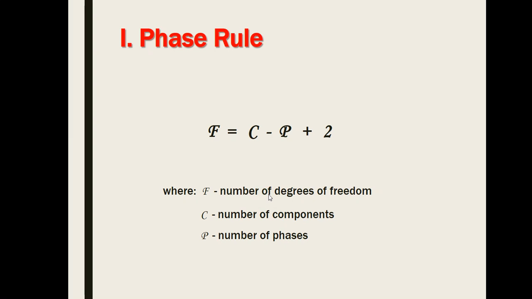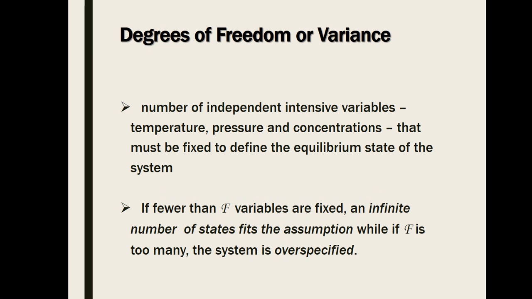Number one basis is the phase rule. Here, we determine the degrees of freedom or the variance, and it's simply based on the formula that you are seeing: the number of components present in a particular process minus the number of phases plus 2. The degrees of freedom or variance is the number of independent intensive variables. Pressure, temperature, and concentration are examples that must be fixed to define the equilibrium state of the system.